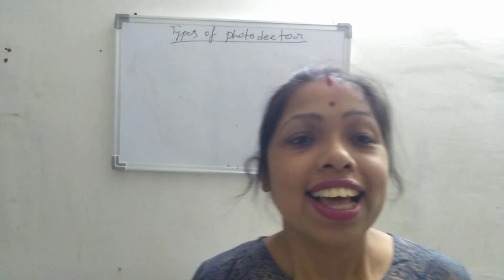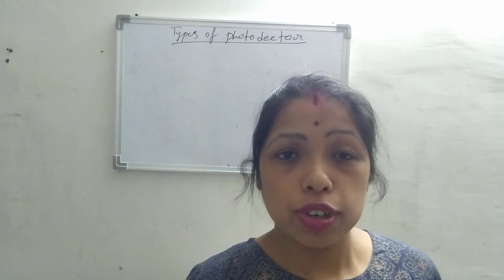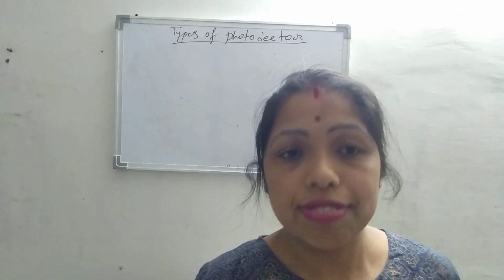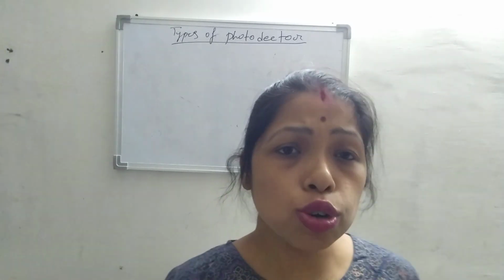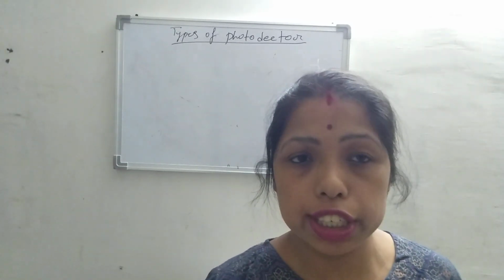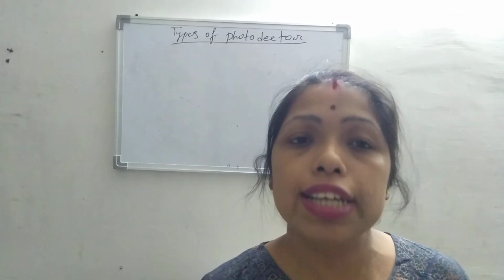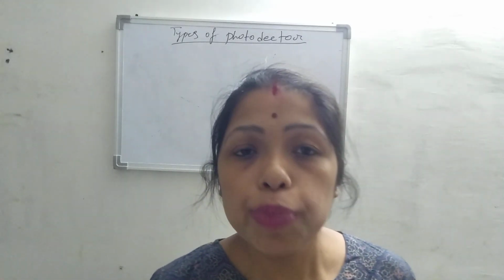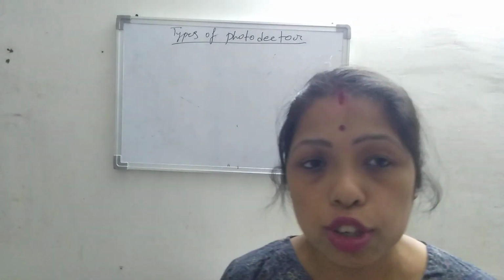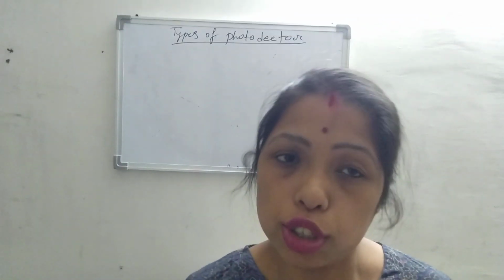Hello friends, last class I discussed the definition of the optical fiber and the principle of the photodetector. When we discussed the principle of the photodetector, I used the PN junction photodiode, which is one type of photodiode. Today I am going to discuss the types of photodetector and the parameters of the photodetector.